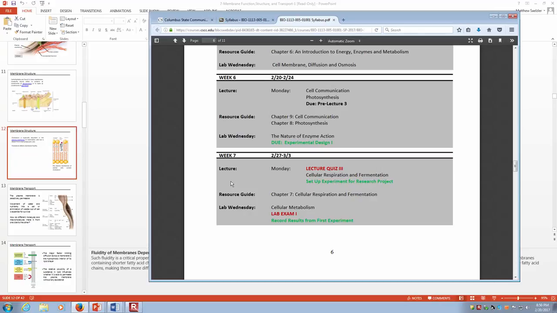And finally, I'm going to push the lab exam back a week. So it's not going to be next week. It's going to be the week after. The reason that I'm doing that is the first lab exam covers the nature of enzyme action, and we're not going to get a chance to actually discuss that lab until this week. So you're doing enzyme action this week. Next week we'll discuss it, and then your lab exam will be the following week. So your lab exam will be week 8.